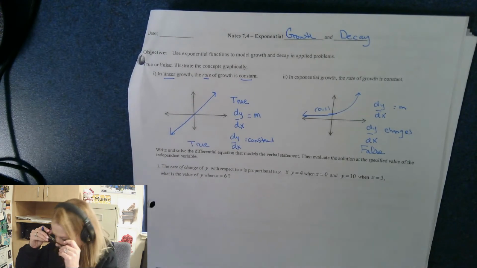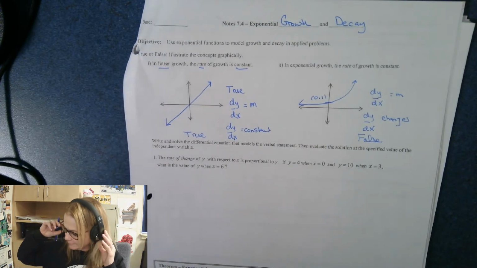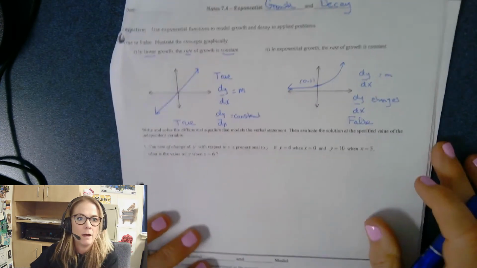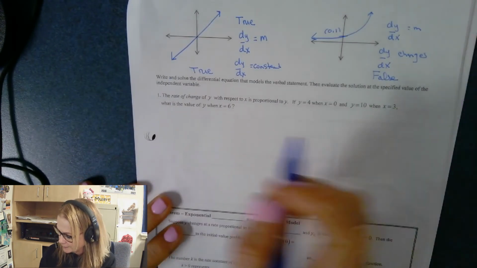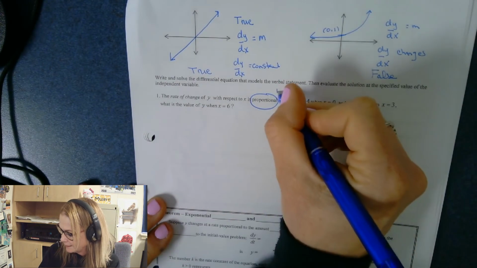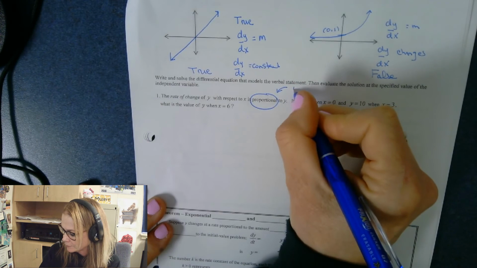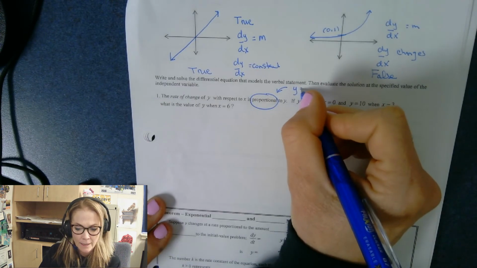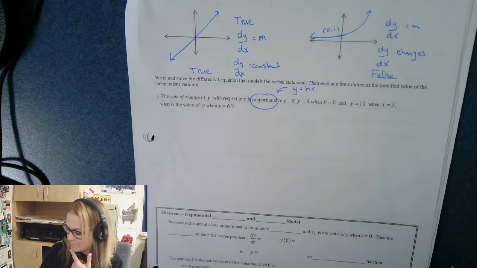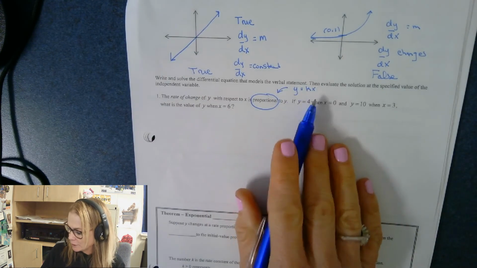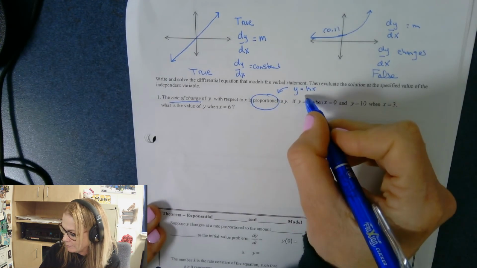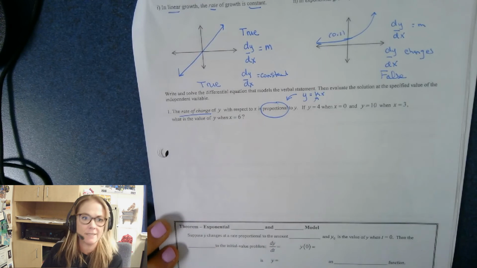Write and solve the differential equation that models this verbal statement. Then evaluate the solution at the specified value of the independent variable. All right, so we're just going to read. A keyword here is going to be when you read proportional. That brings in that concept from algebra, y equals kx. But it's not linear because this says rate of change. But the thought process is the same. When you read that proportional, really what you're thinking is that this constant comes in, this constant of variation.